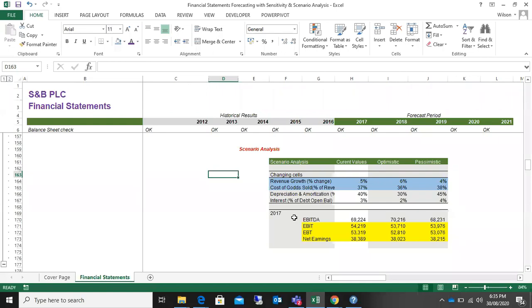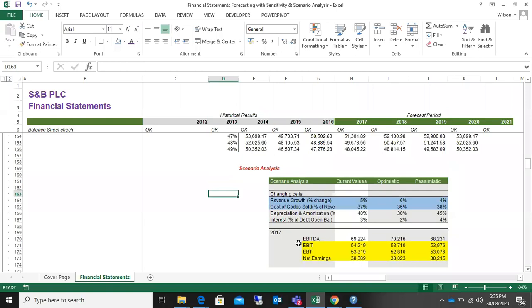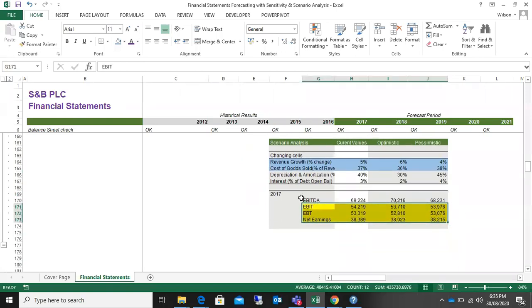Yes, exactly. I appreciate your point and your question. This is something we will look at furthermore. But for this, I think it's only EBITDA that agrees. All this is not agreeing.